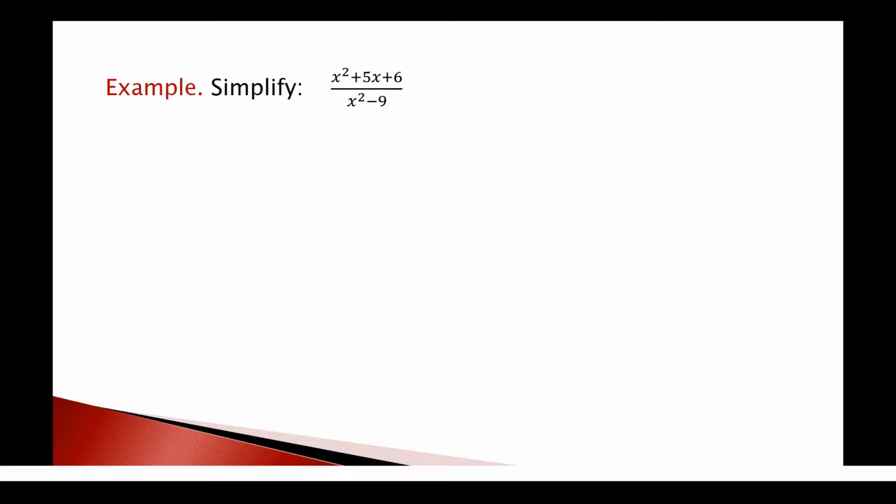So let's do one more example. Let's simplify the rational expression (x squared plus 5x plus 6) over (x squared minus 9). Again, our first step, we will factor both the numerator and the denominator. In our numerator we have x squared plus 5x plus 6, and we factor that into (x plus 3) times (x plus 2), and in our denominator we have x squared minus 9, and again this is a difference of two squares, and it can be written as (x plus 3) times (x minus 3).